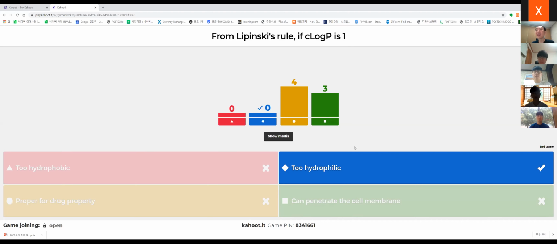Nobody got the right answer. Okay. There was a proper range for proper drug property for log P values. Anybody knows or remembers? Smaller than 5. Less than 5. So maybe okay, you think. But I said that this is too hydrophilic. There's another number. Okay. Keep curious and we'll handle it later.